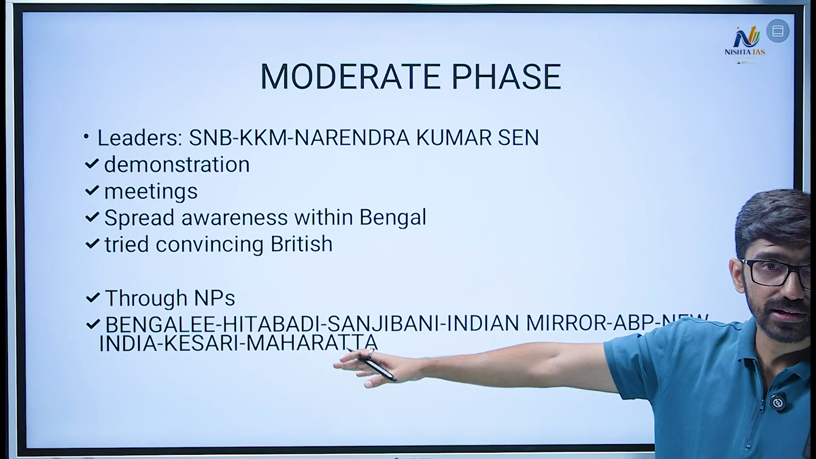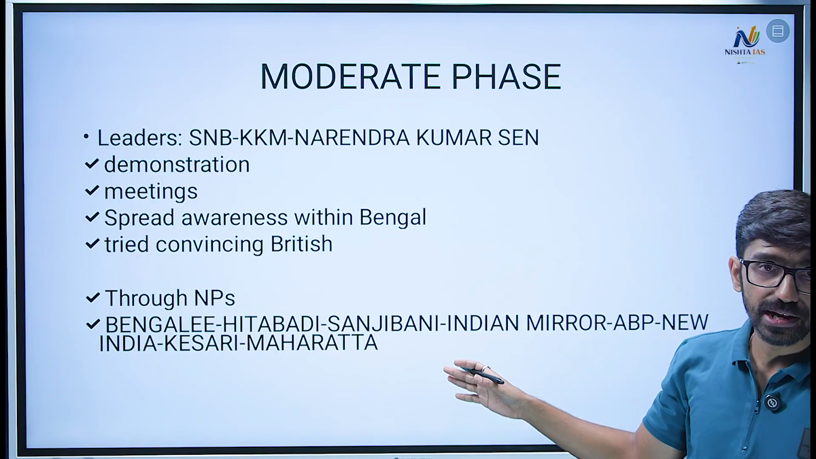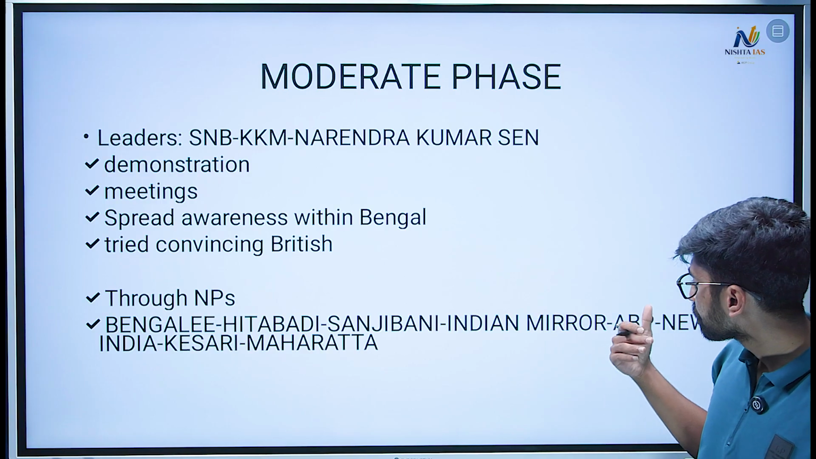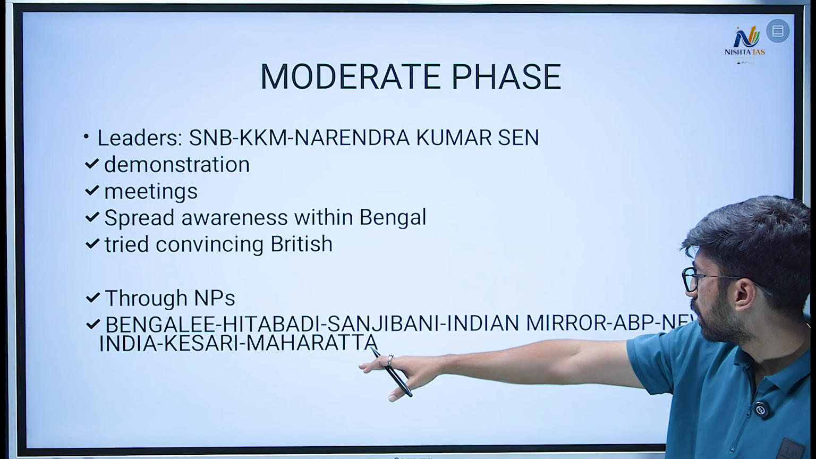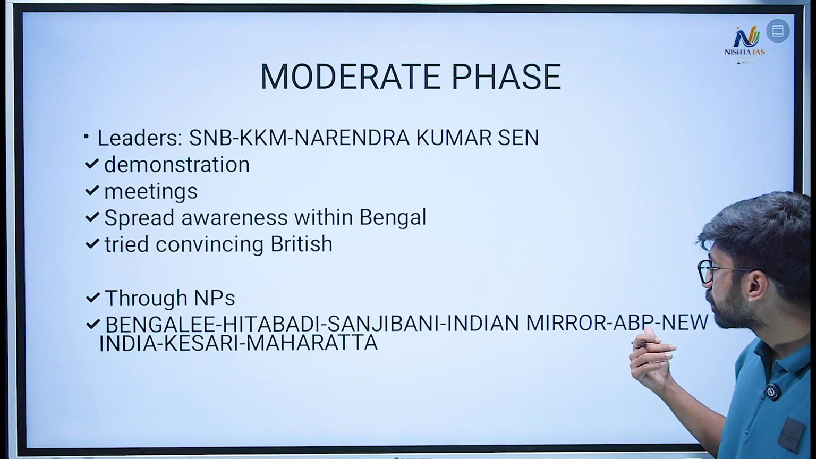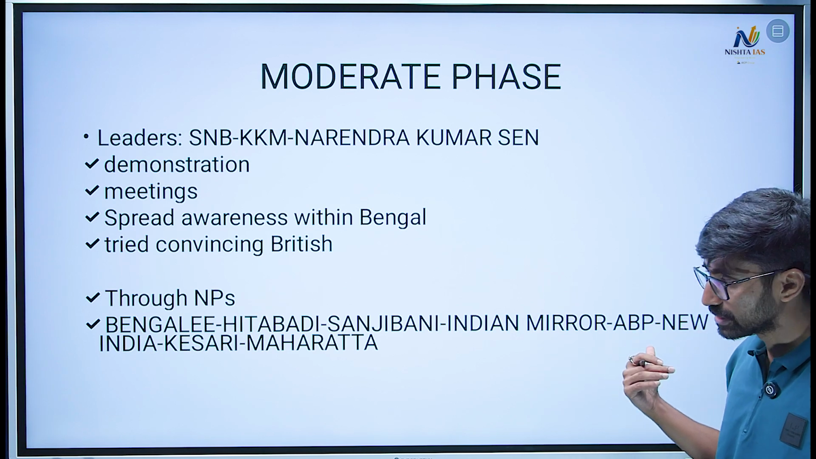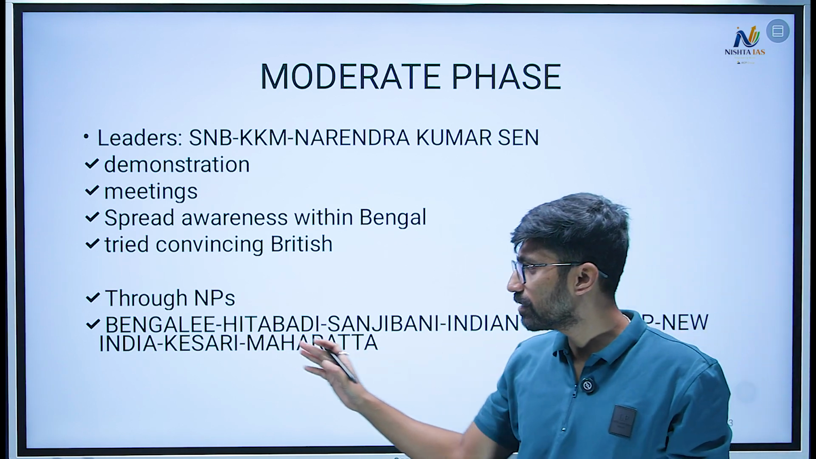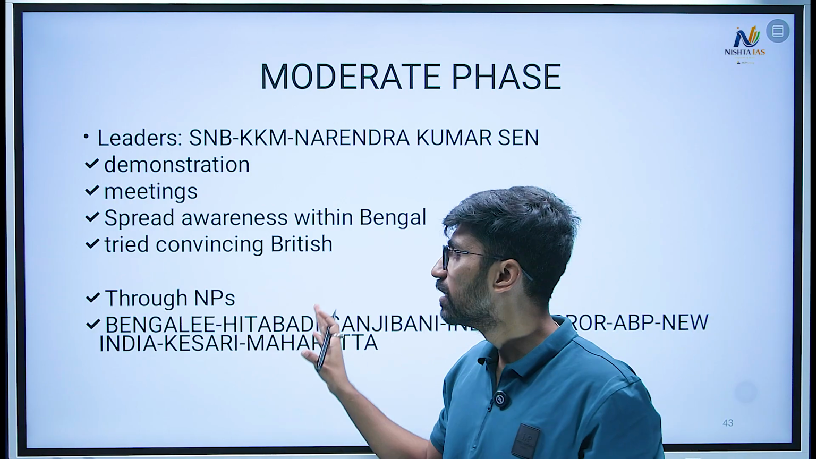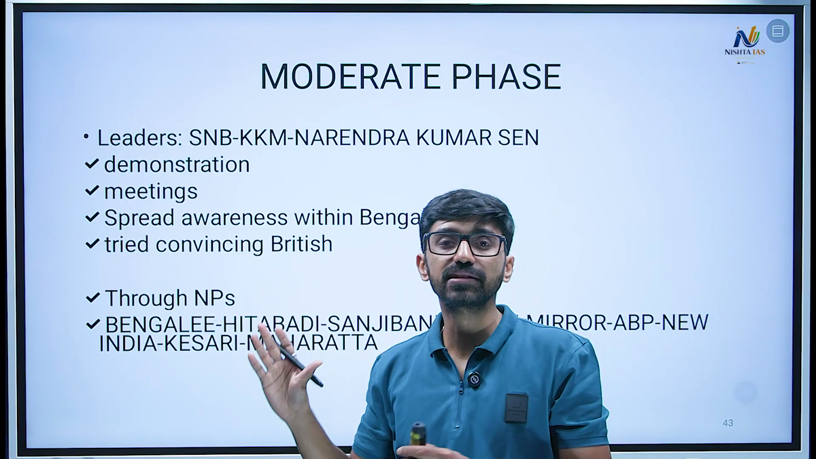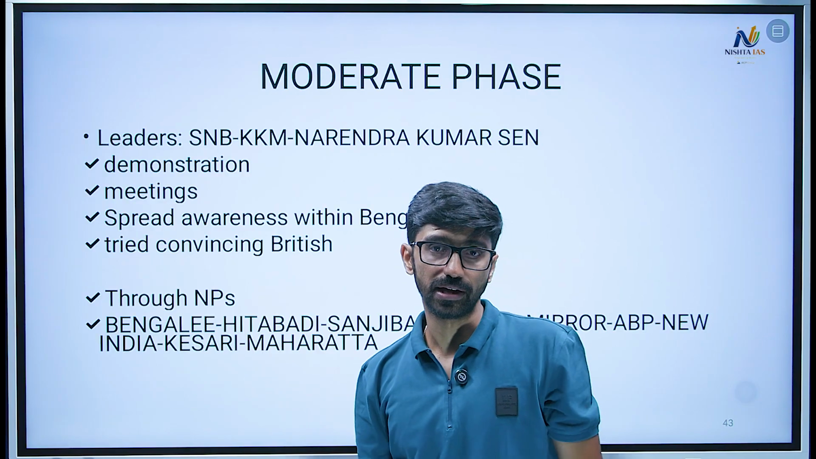The Bengali newspaper, Hitabadi, Sanjeevani, and Indian Mirror. We can also talk about New India, Kesari, Maharatha, and Amrit Bazar Patrika. All these newspapers played a role, even though Kesari and Maharatha were led by extremists like Bal Gangadhar Tilak. Still, some newspapers played a role, criticizing the Britishers and urging them not to go ahead with the partition.